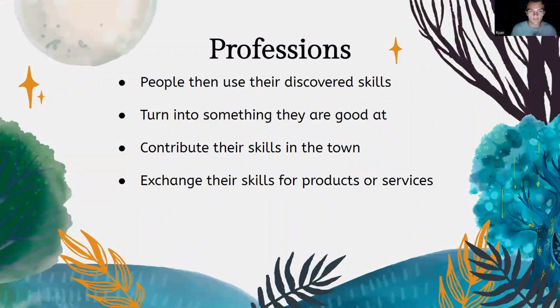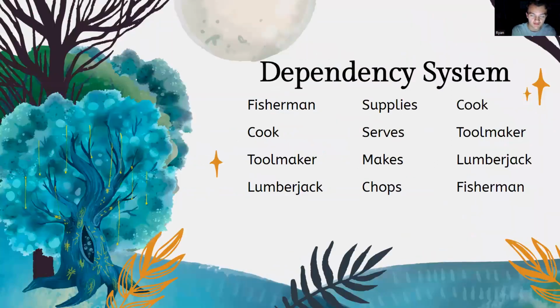So people will take what they're good at, what they like, and exchange it basically as a form of money. I'll get more into that later too. So this dependency system is basically how this trade will work.